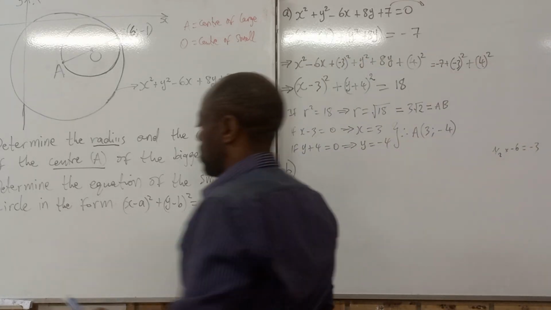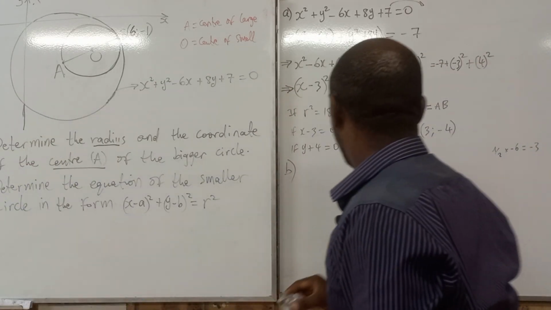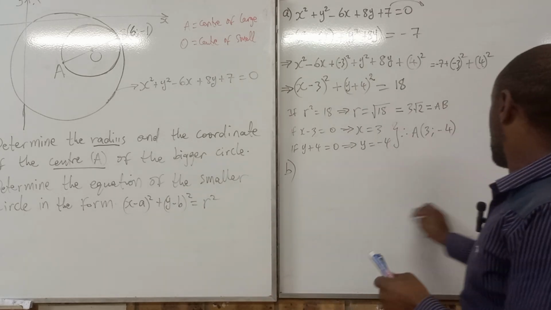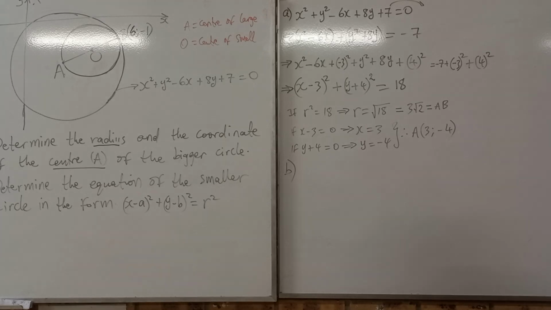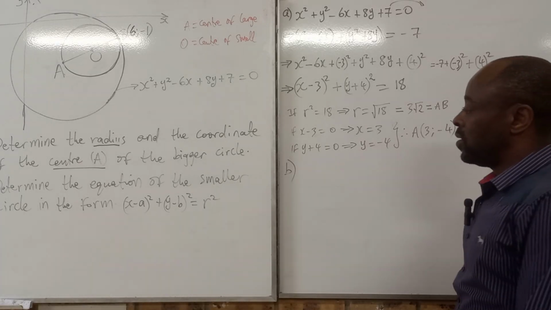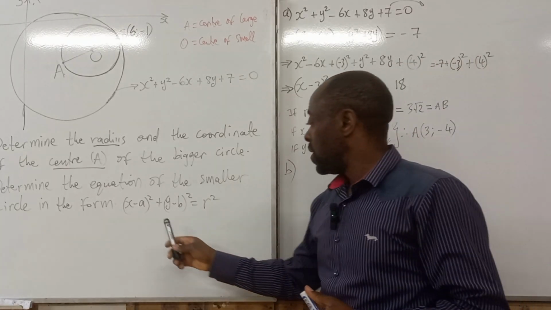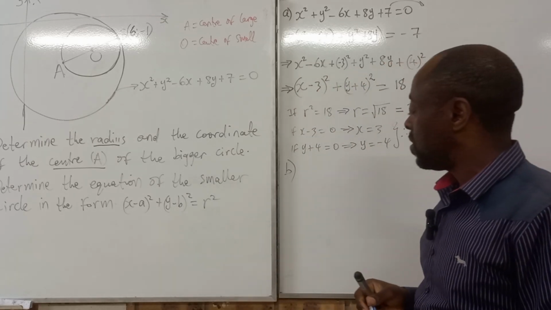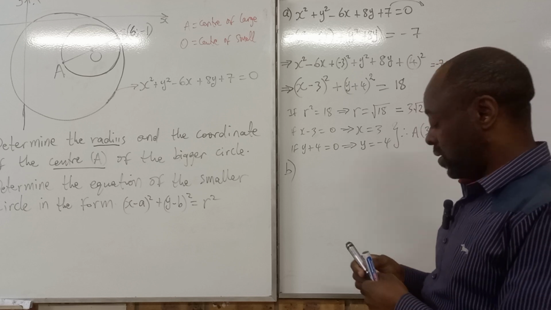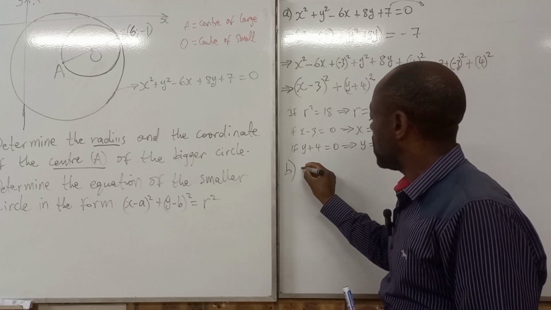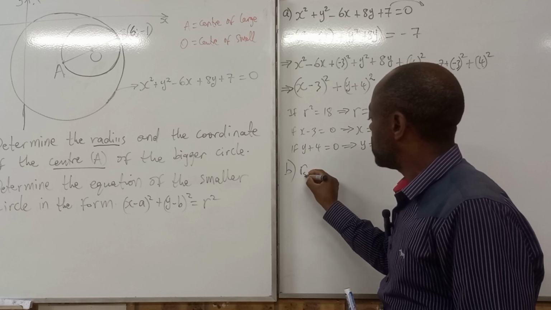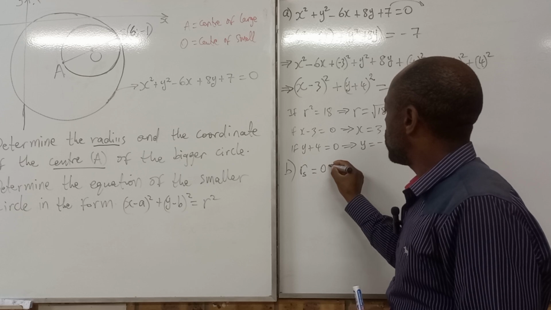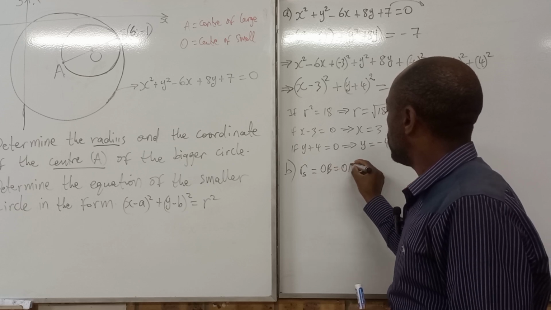The B part requires us now to determine the equation of the smaller circle in the form x minus a, all squared, plus y minus b, all squared, is equal to r squared. So that therefore means we need to know the coordinate of the center of the smaller circle as well as the radius of the smaller circle. So the radius of the smaller circle, I want to start with that one. If I call it rs, that is just the distance OB or the distance OA.